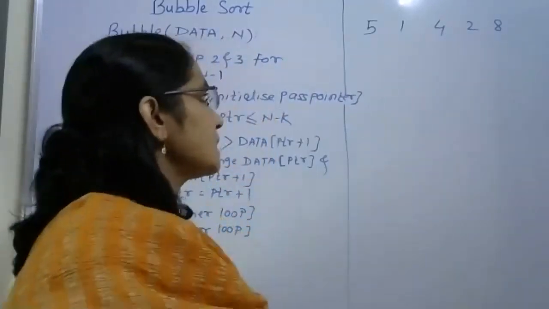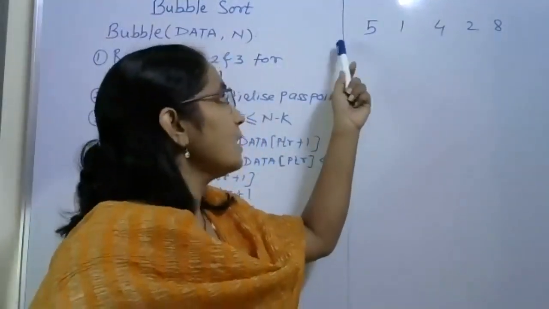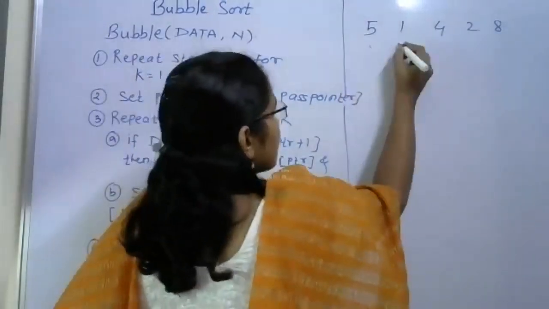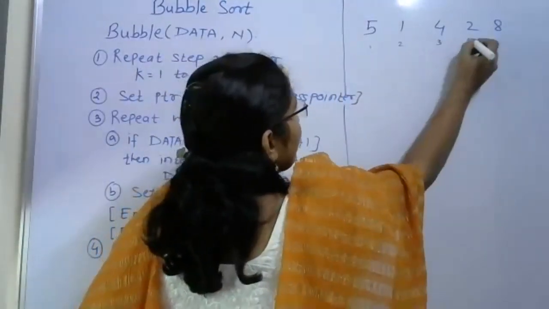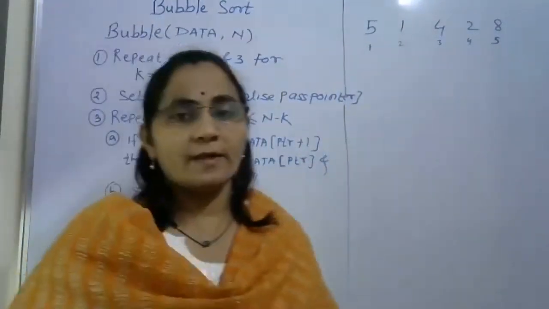Okay, so this is the data given to you. This is one of the arrays, a data array. This data array consists of a total of 5 elements. See, these are the positions 1, 2, 3, 4, and then 5. Okay, the 5 elements are given.